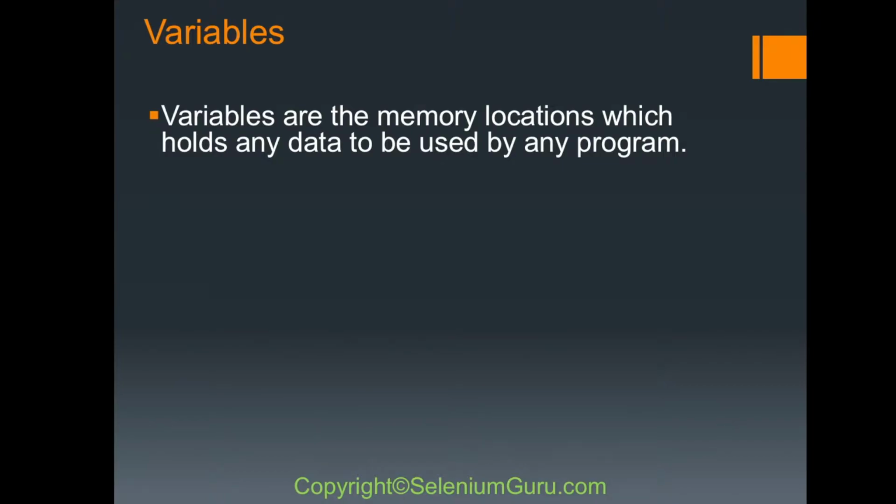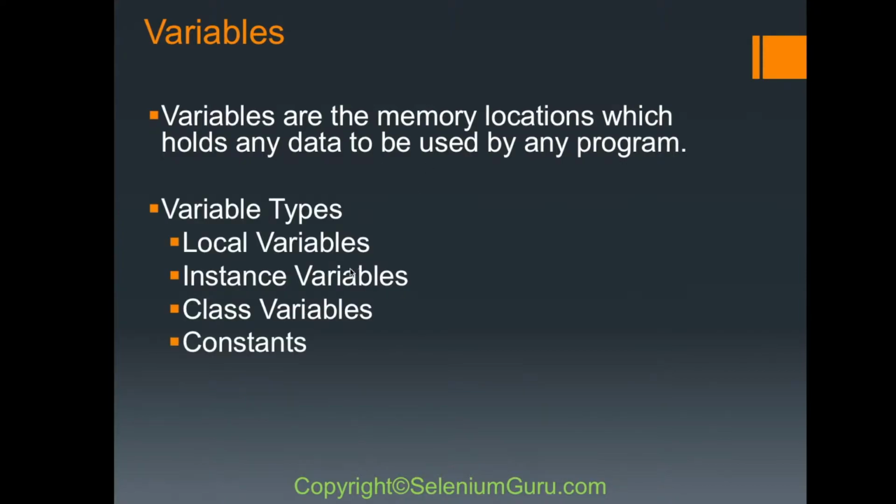For instance, let's say you create a string variable called name, and name equals John. This is a string. So you're saving the name of the person to a variable called name, and then the computer actually allocates that name of the person to one certain location. So that is called variables. In Java, there are local variables, instance variables, class variables, and constants.